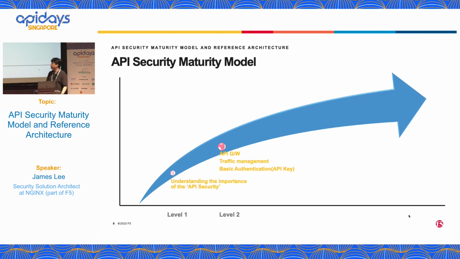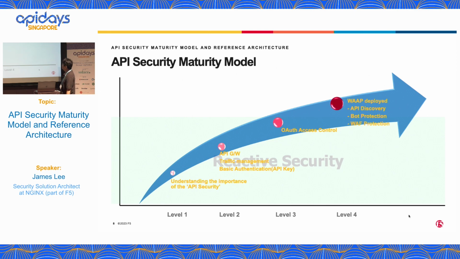But that's the minimum. What is level three? OAuth access control. OAuth is always recommended. Once you have it, then we call it reactive.